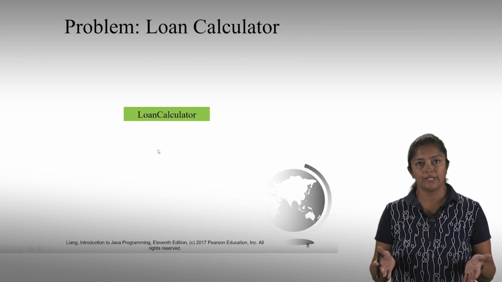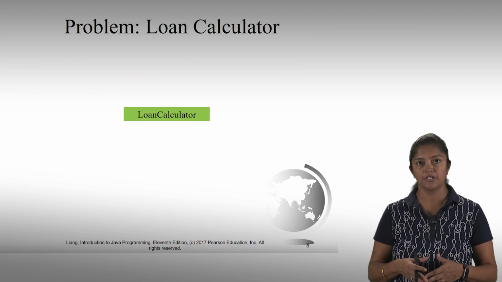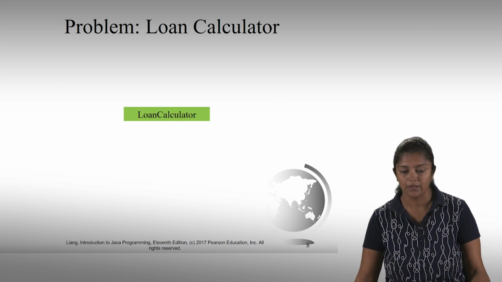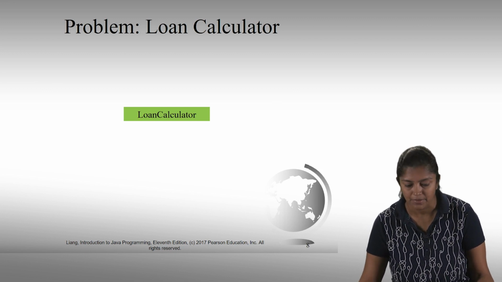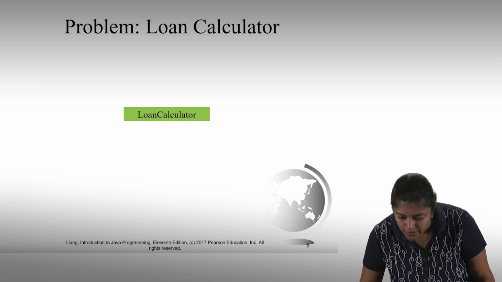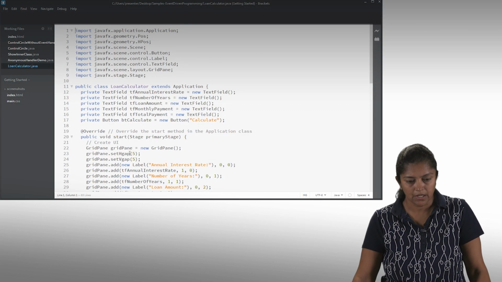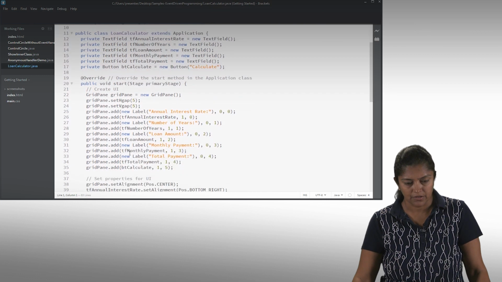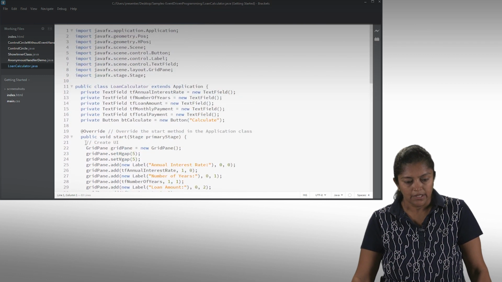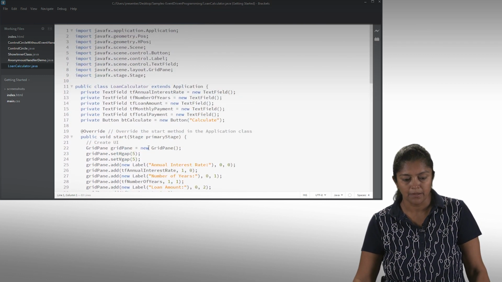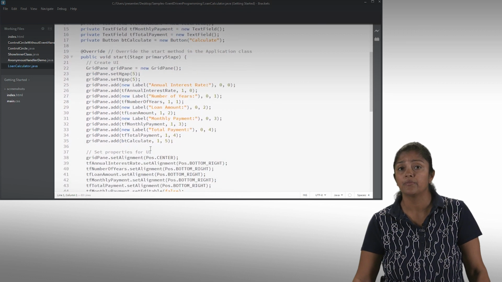So I'll show you an example of these lambda expressions being used in the loan calculator example that's available in the samples folder. So let me open up the Java file first. So here's the interface again with JavaFX. All of the text fields and the grid is set up to basically get input from the user.